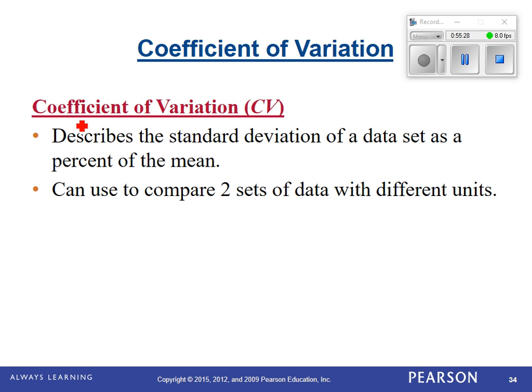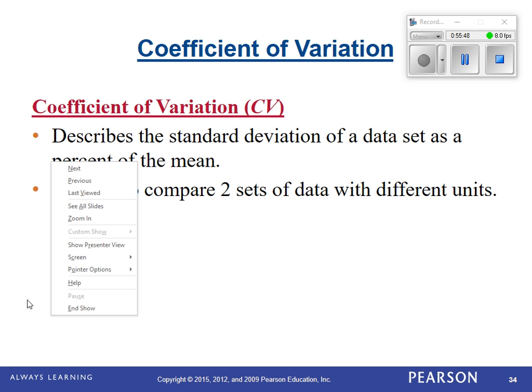All right, coefficient of variation. This is the last thing. So write this down. Coefficient of variation: describes standard deviation as a percent of the mean. Can use to compare 2 sets of data with different units. Might write down that.